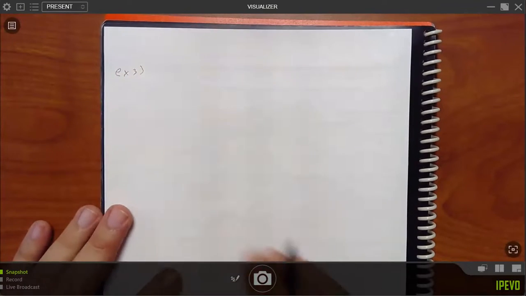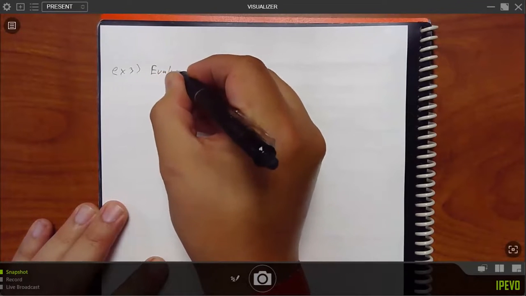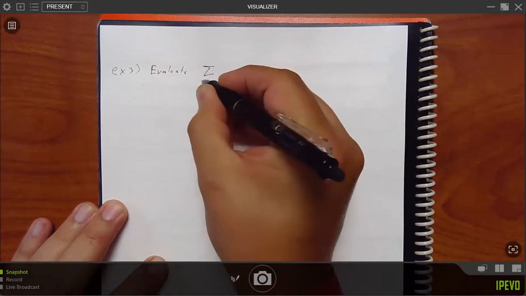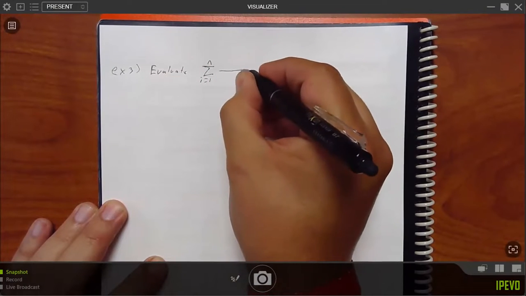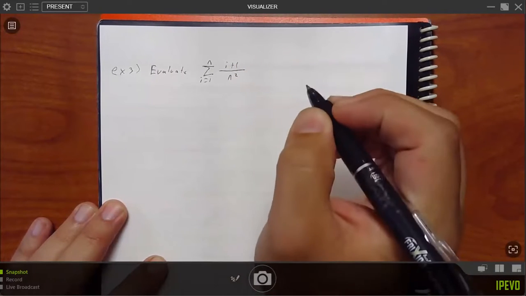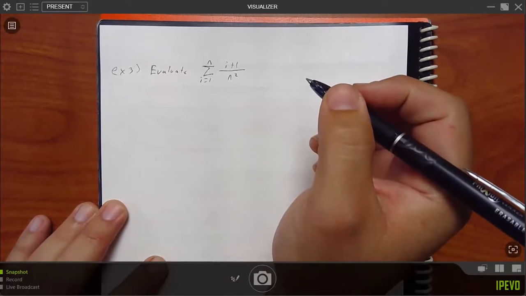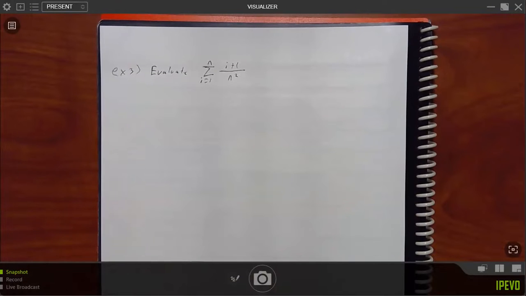Example 3. Evaluate the sum from i equals 1 to n of (i plus 1) over n squared. All right, so basically we want to apply the formula to these and simplify the problem.